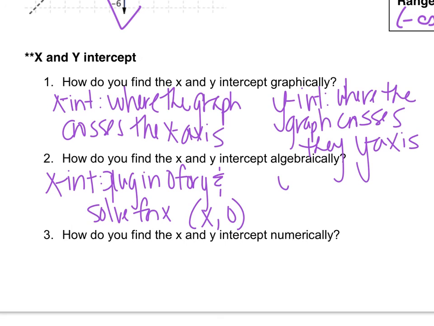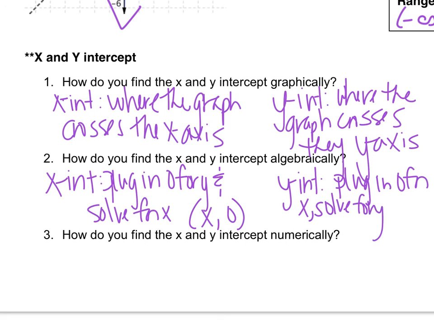And then for the y-intercept, the same thing. So no matter where you go on the y-axis, the x value is always going to be 0. So you're going to plug in 0 for x and then solve for y. So your point is going to be 0, comma y.